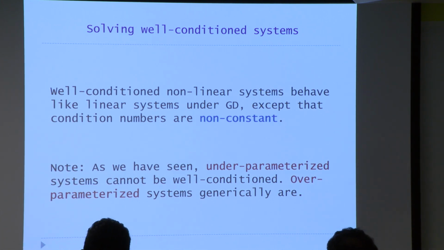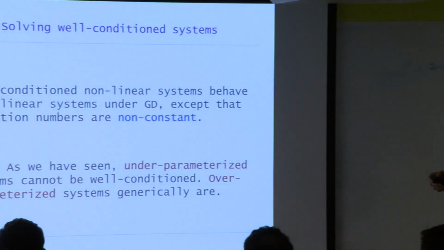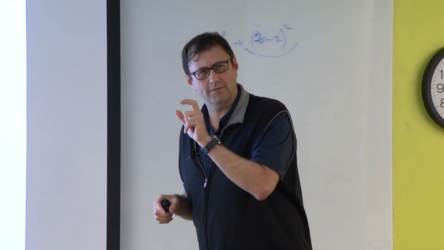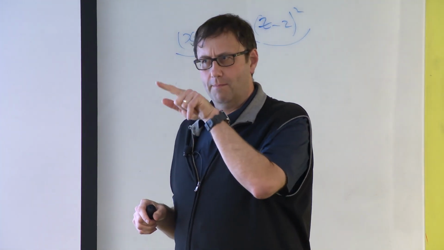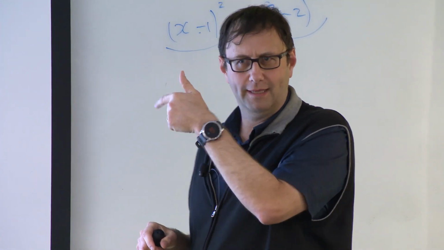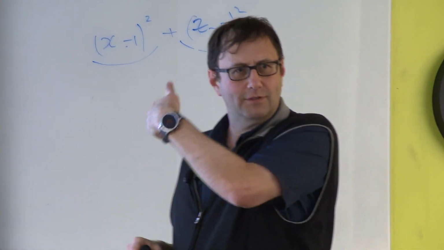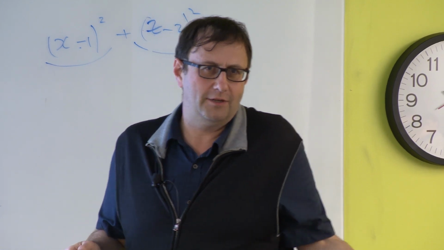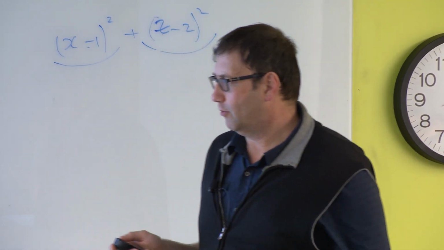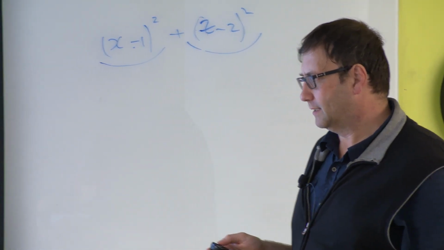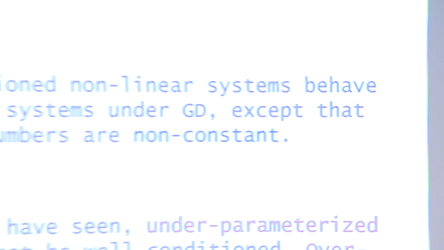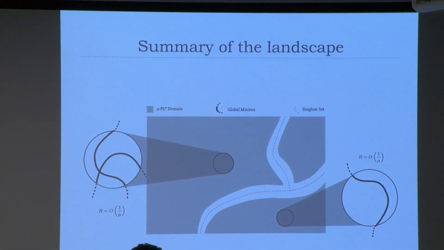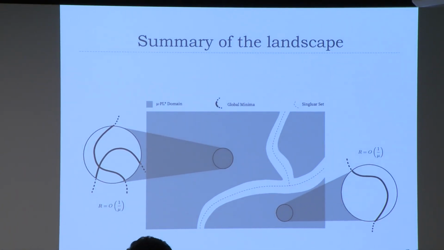However, an underparameterized system cannot be well conditioned in this sense at all, because if you take the tangent kernel, it's rank deficient. The rank of the tangent kernel is going to be the min of M and N. If it's underparameterized, it's always rank deficient, and lambda min is always going to be 0. So only for overparameterized systems does this apply. That's maybe the summary of this landscape.